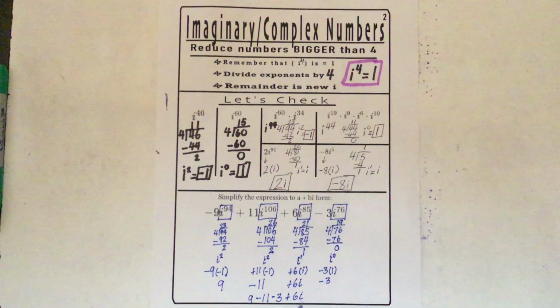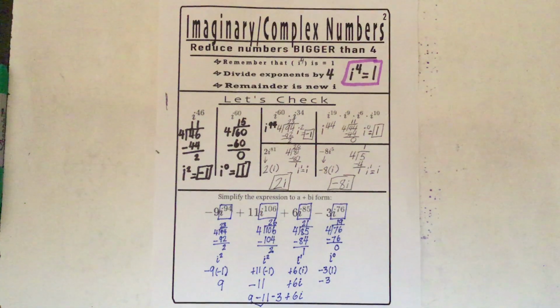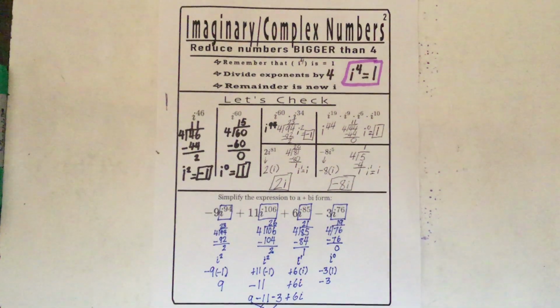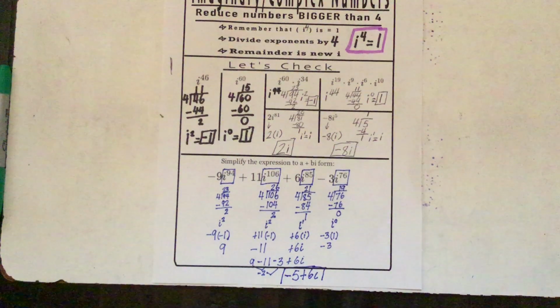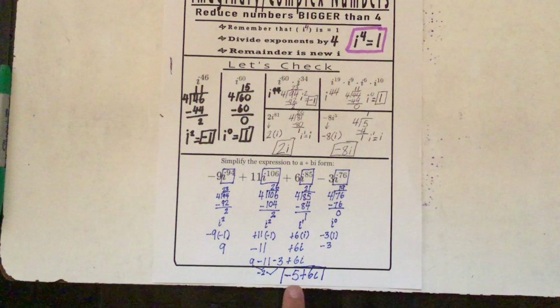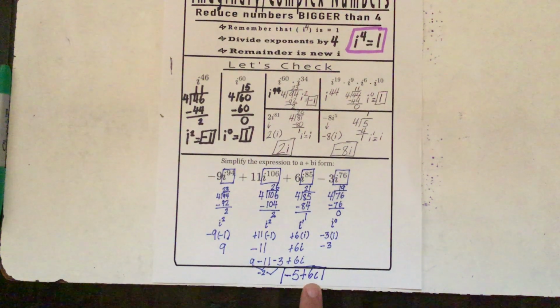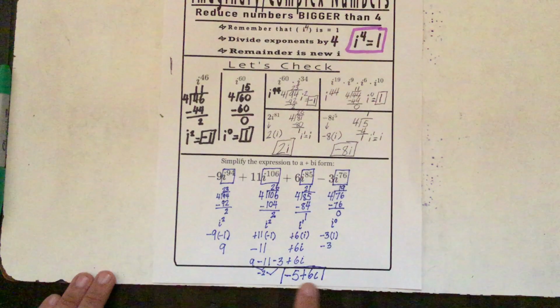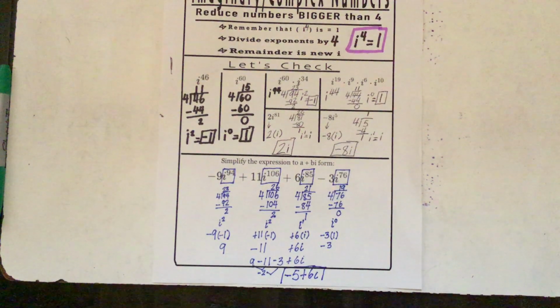Right? So 9 minus 11 gives me negative 2. And negative 2 and negative 3 gives me negative 5. So I'm going to get negative 5 plus 6i. Now these two, in case I ran out of room there, these two I can't combine because they're different terms. This is the negative 5, just a simple number. And this is a 6i, it has an i with it. So they're different type numbers.